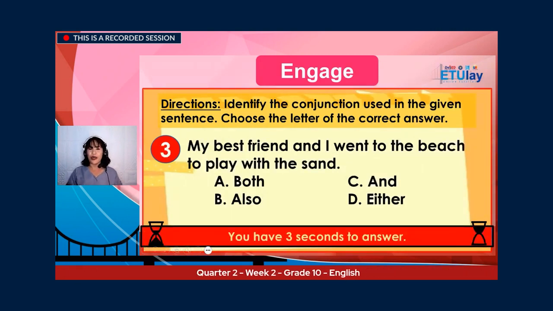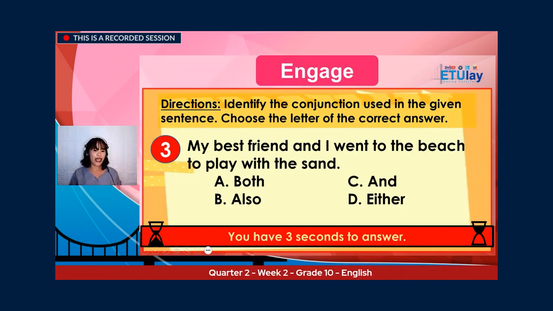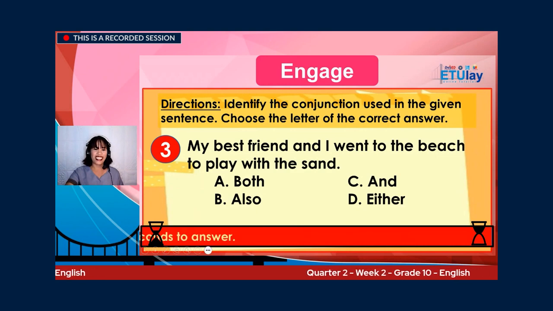Let's now proceed to number 3. My best friend and I went to the beach to play with the sand. Again, my best friend and I went to the beach to play with the sand. Identify the conjunction. Is it A, both, B, also, C, and, D, either? What do you think is the correct answer? 3 seconds starts now.